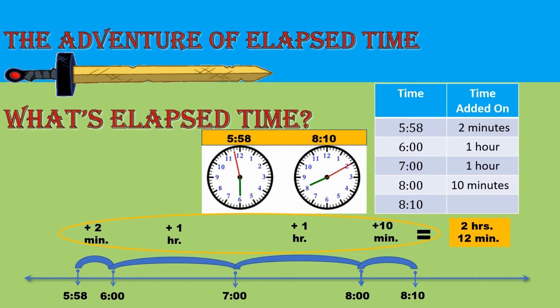Now, we can also do this in a chart or table. We can start with our start time at the top, which is 5:58, add on 2 minutes, which would place us at 6 o'clock, add on an hour, which would place us at 7 o'clock, add on another hour, which would place us at 8 o'clock, and add on another 10 minutes, which would place us at our end time of 8:10. So again, if we look at the right side, we know that 2 hours and 12 minutes have passed.